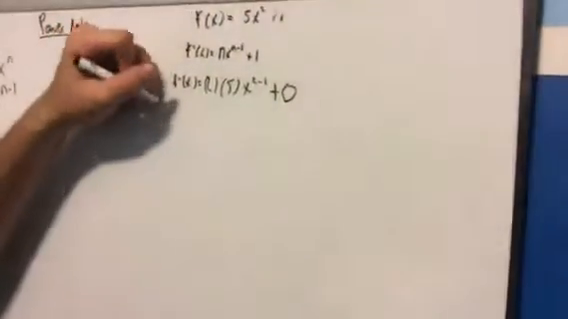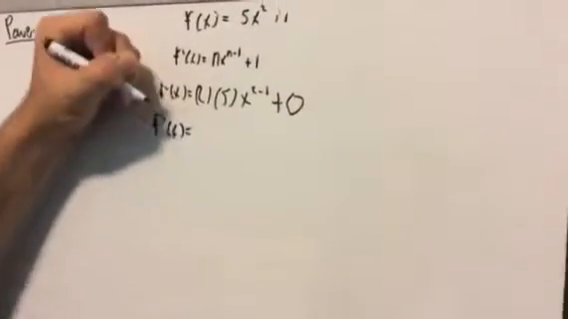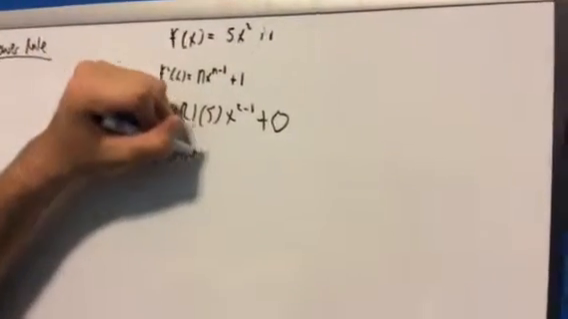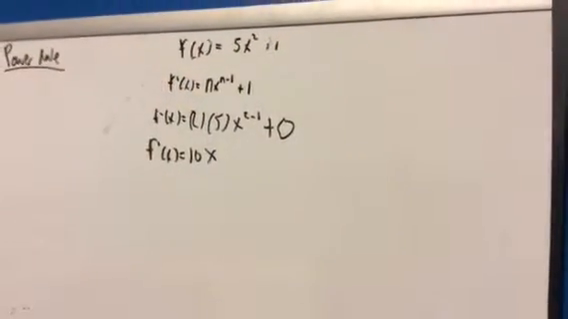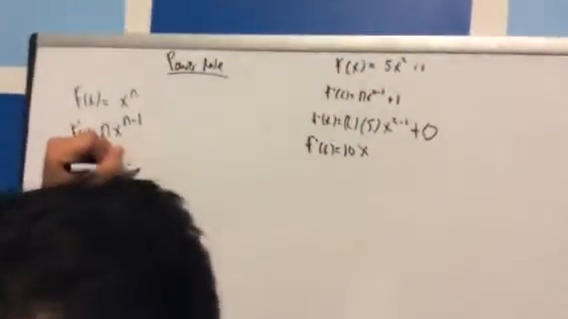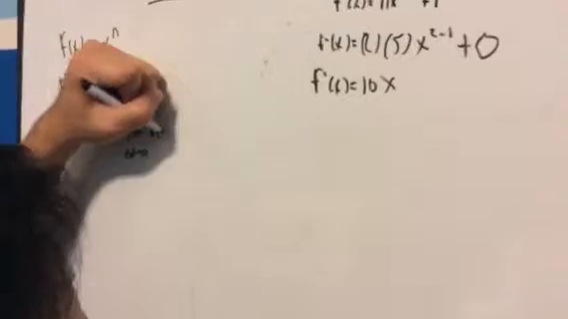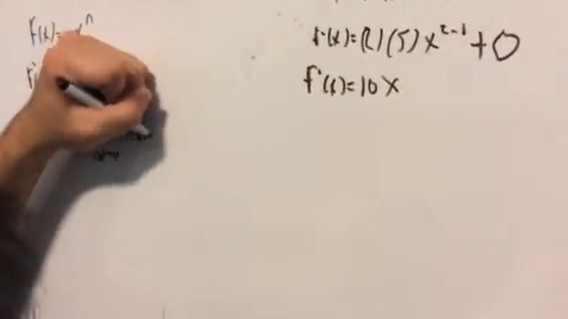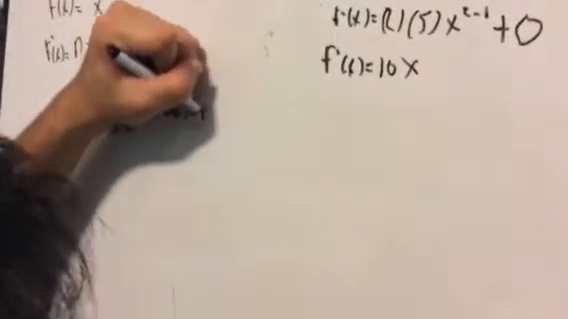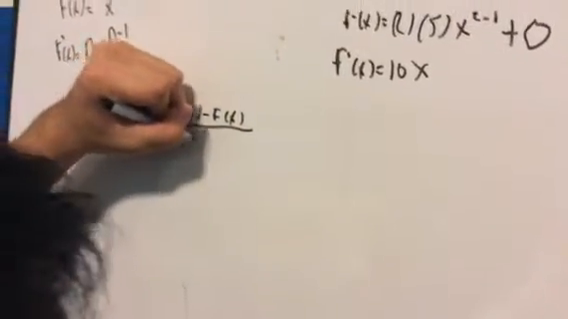So our derivative comes out to be 10x. Now we're going to prove this again to show that the last time wasn't just a fluke. So the definition of derivative is the limit as the change of x approaches 0 of f of x plus the change of x minus f of x, all over the change of x.